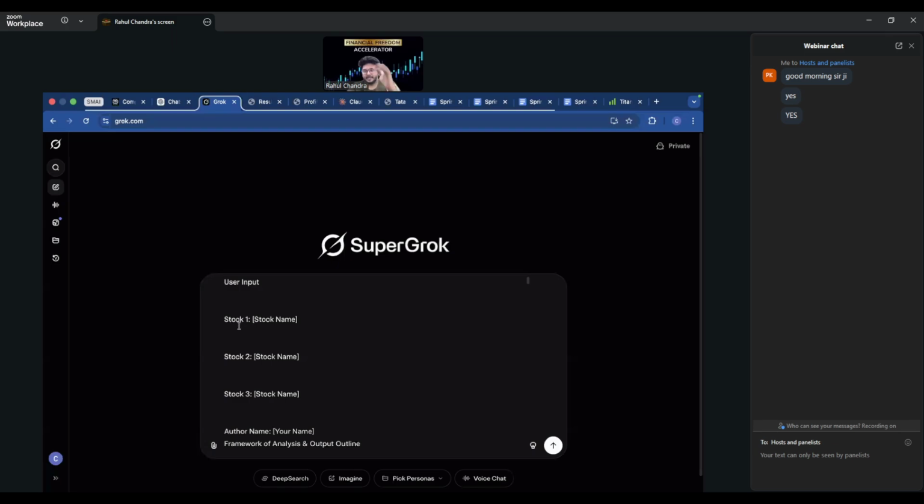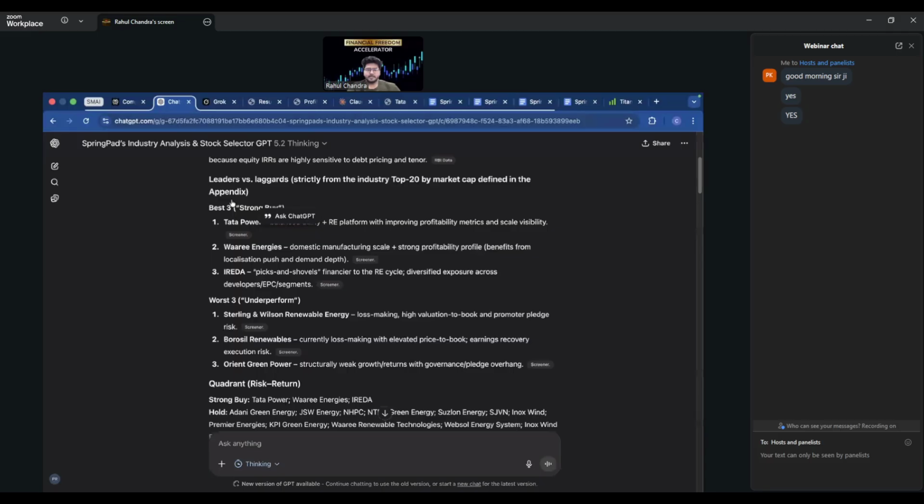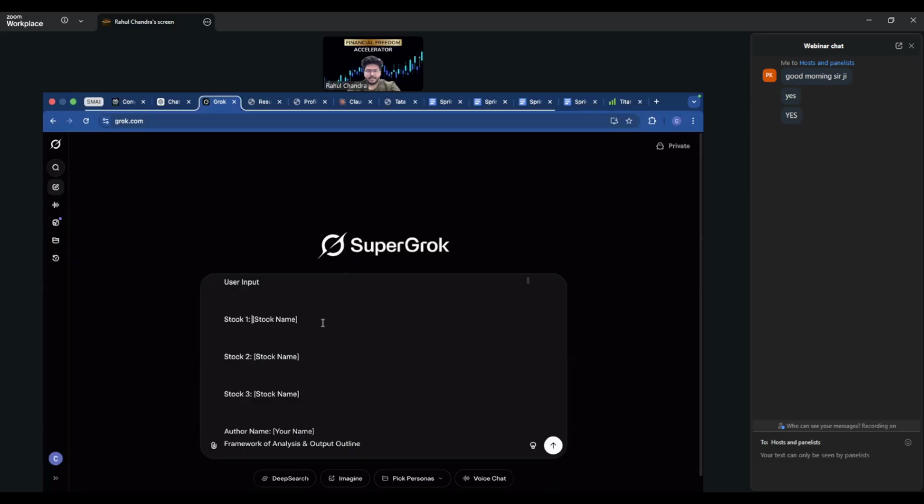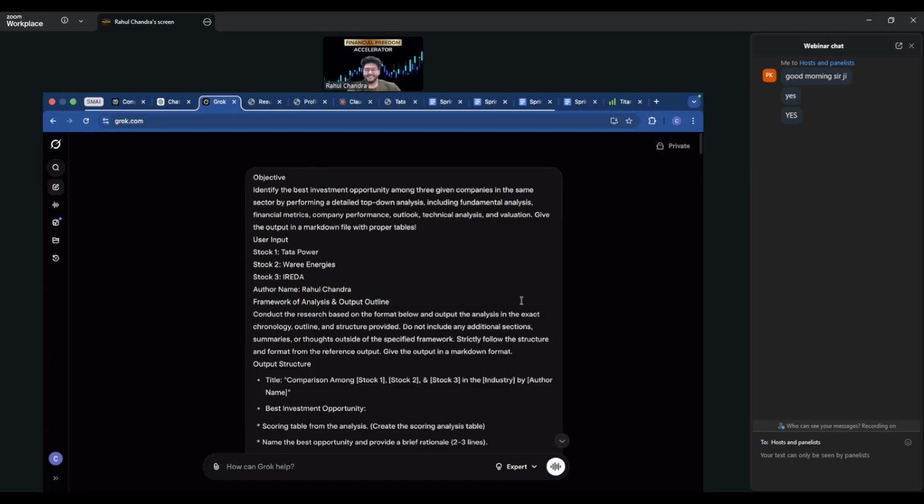Over here, you will see an input area where you can enter the names of the three stocks. So what are the three stocks? Let's go back. Tata Power, Vari Energies, IRDA. So you enter the names of these three stocks that you want to compare. Also, because it's a smart analysis, right? Enter your name as well so that you can show off in front of your friends. Okay. So you hit enter.